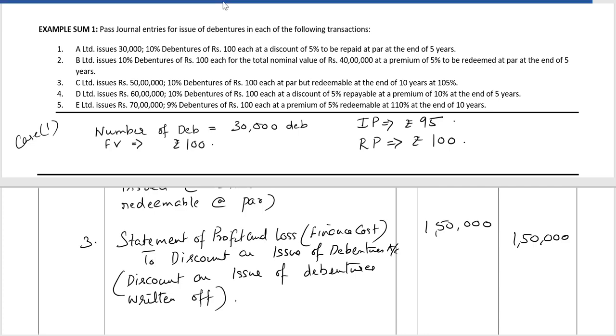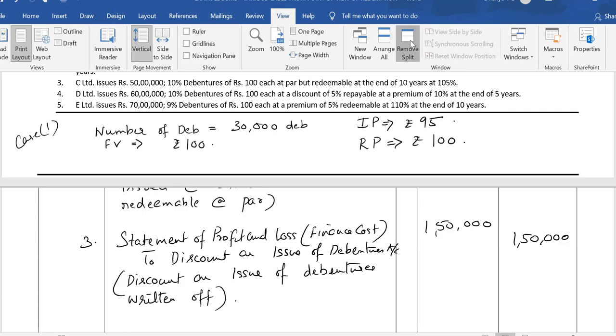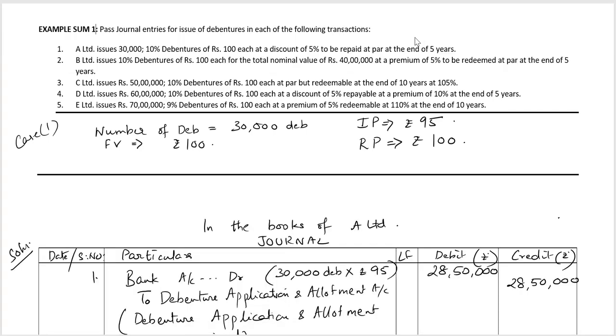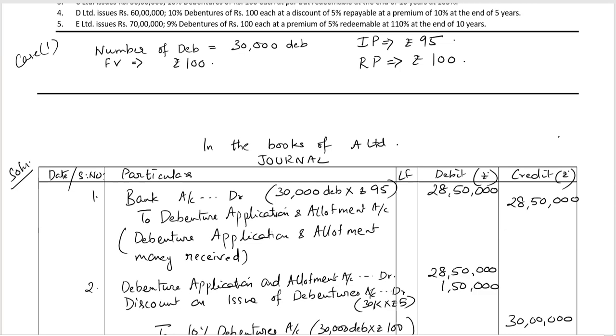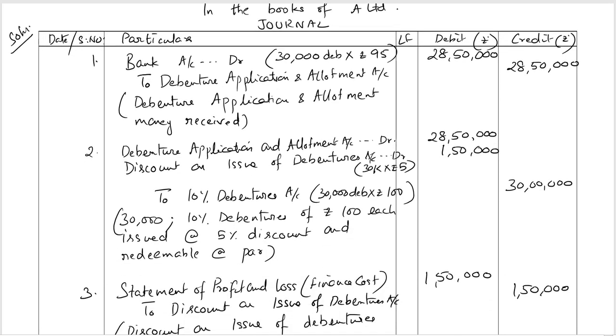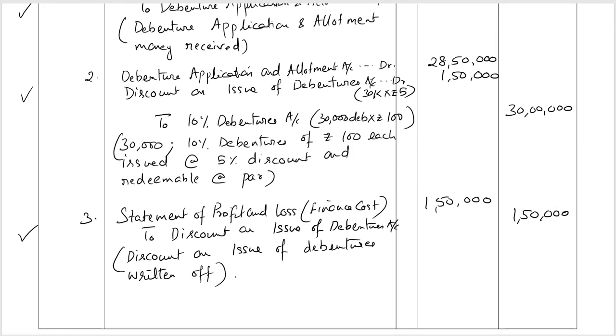Case 1 is over. We'll view the answer. These are the first two entries. And the third entry for writing off the discount on issue of debentures account. We'll move on to case 2.